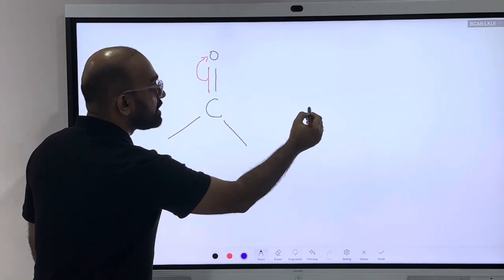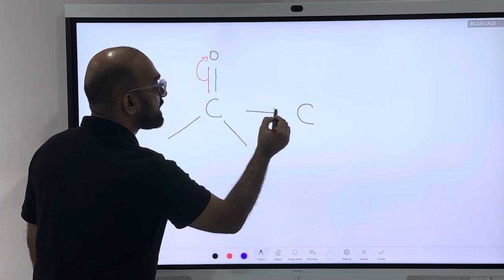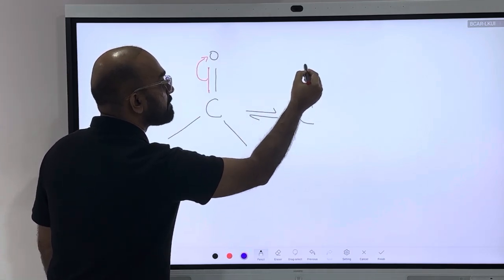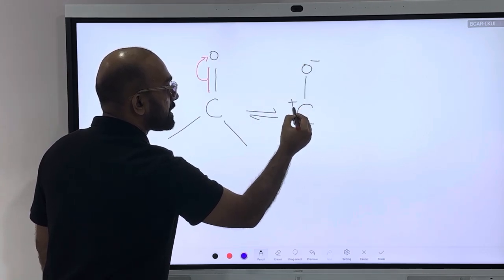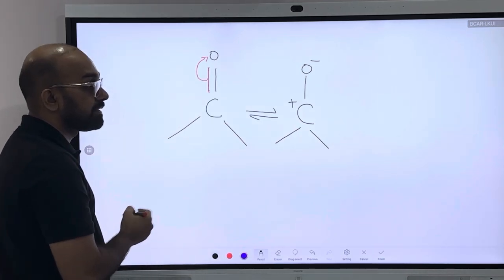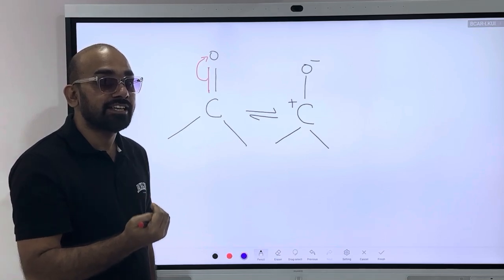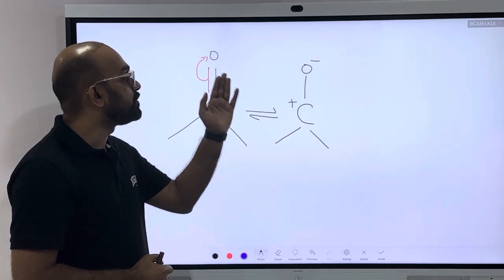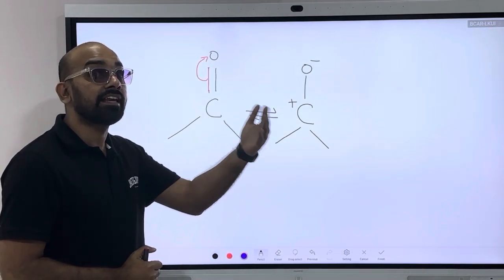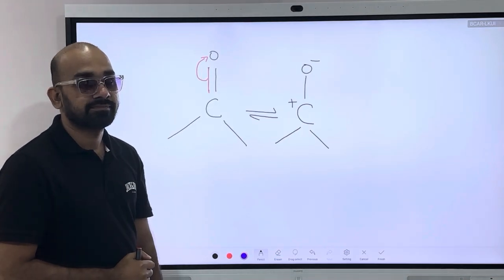So what you will get? You will be getting a resonance structure like this. Oxygen becomes negative charge, carbon becomes positive charge, right? Now it becomes what? Polar. Polar means what? Charged. Aldehyde and ketone are charged, right? Why? Due to the higher electronegativity of oxygen.